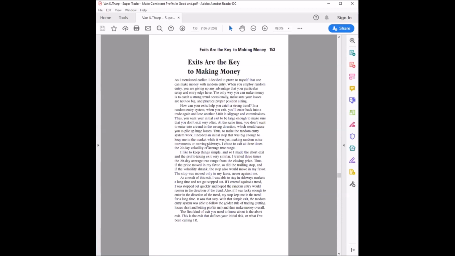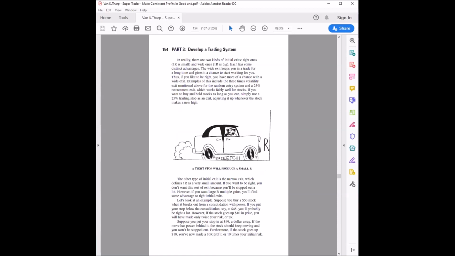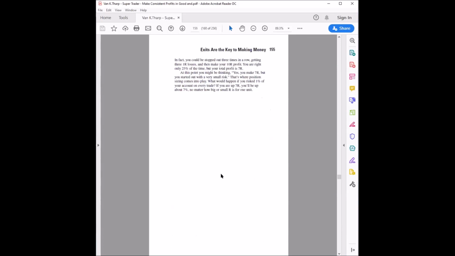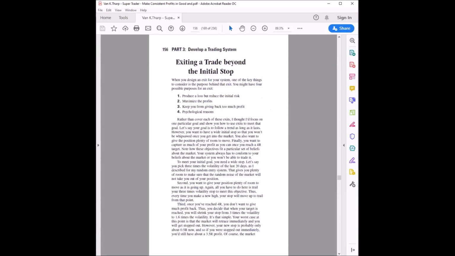Now he's doing random entry, so he's not too worried about the TA of a good stop because the TA is not going to matter so much in that system. So he talks about going through it, talks about getting stopped out, and then that a tight stop produces a smaller risk, but it also means you're going to get stopped out more often. Now he talks about exiting a trade beyond the initial stop.